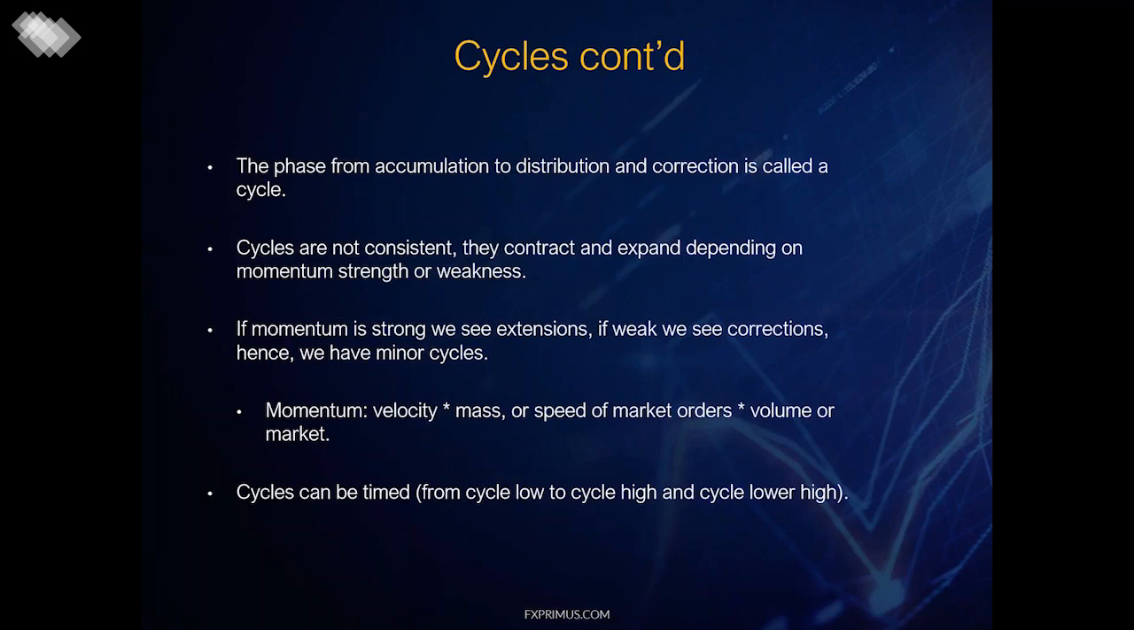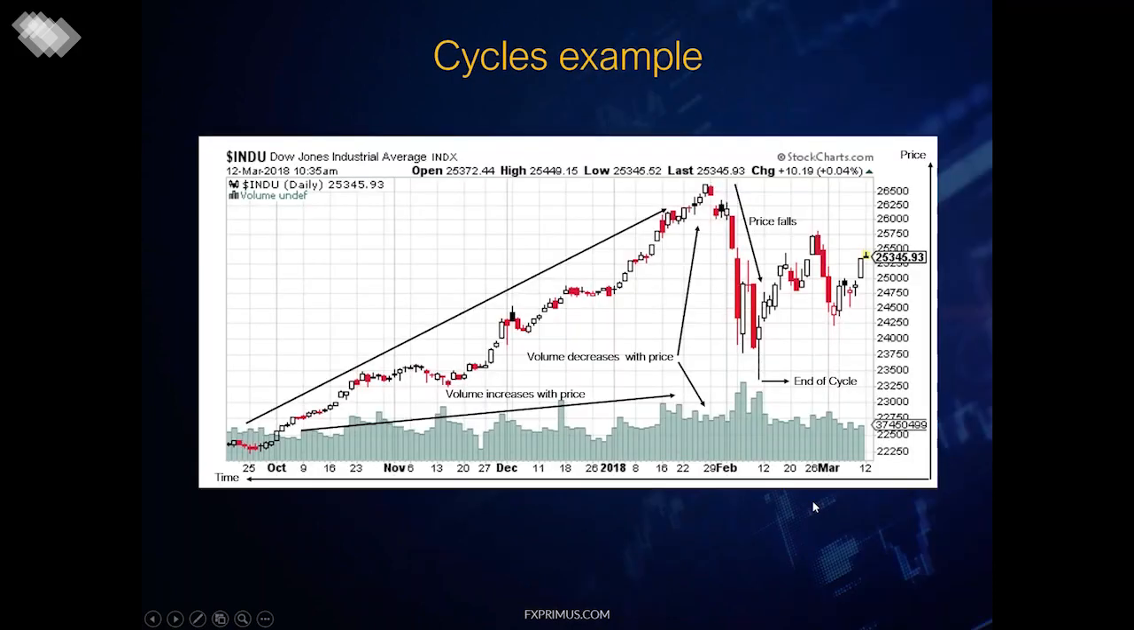Now, when I'm talking about momentum here, cycles contract depending on momentum strength. I mean velocity times mass, or the speed of market orders times the volume. The cycles can be timed from cycle low to cycle high and cycle lower high. This is an example. As I said, this is the accumulation phase, distribution phase, and correction phase.